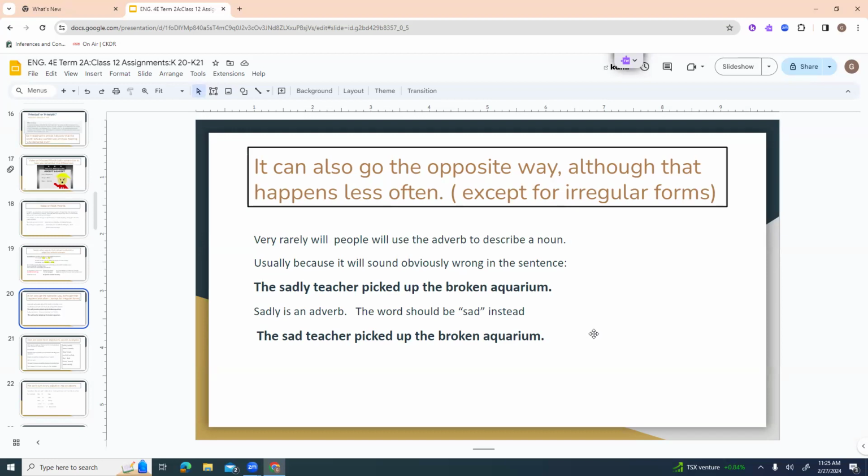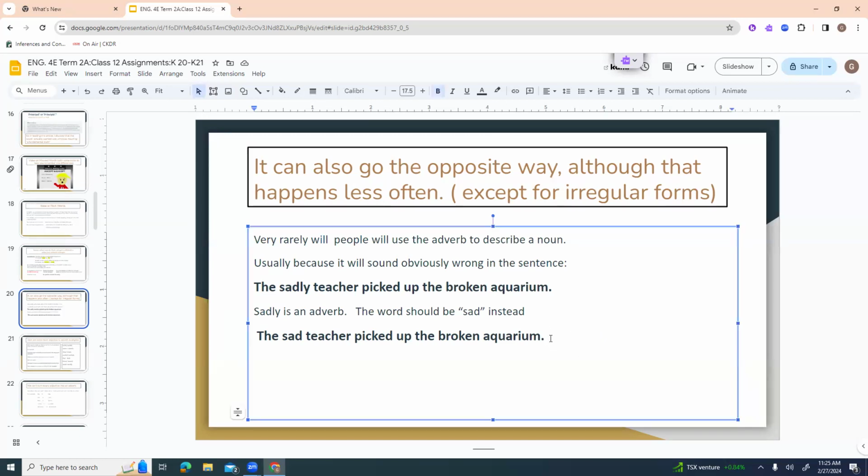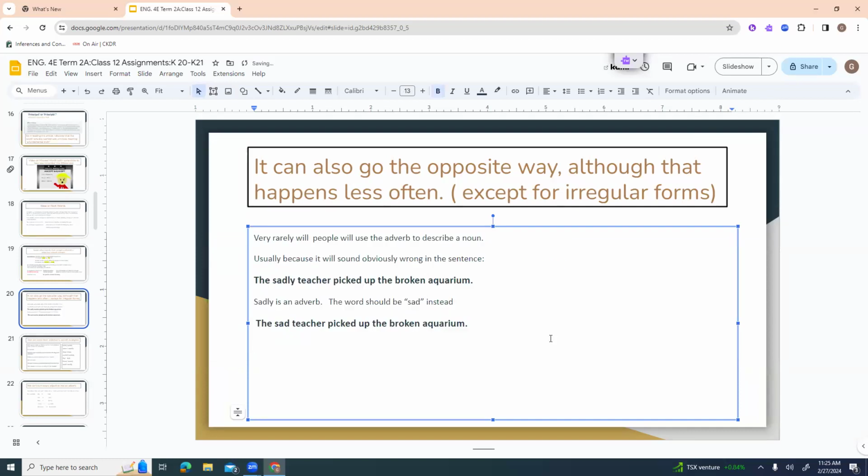So if I said, the sadly teacher picked up the broken aquarium, most people would recognize that, oh, that's not right. Sadly is an adverb. It can't describe a person. It could describe an action. The word should be sad instead. I could say the sad teacher picked up the broken aquarium. I could also use the word sadly to describe the action if I wanted to. If I was really keen on using the word sad, I could say the teacher sadly picked up the broken aquarium.